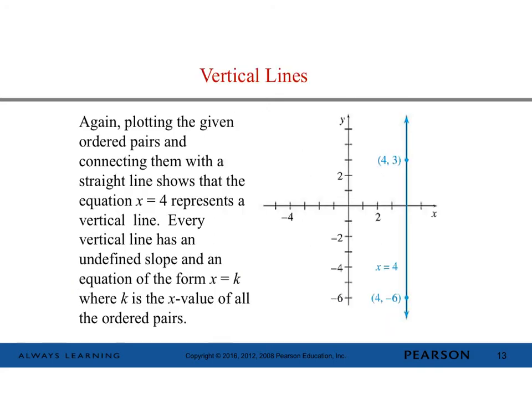So again, if you plotted those ordered pairs, (4, 3) and (4, -6), you would see that your x coordinate in both cases was 4, and that means that this is of the form x equals k, and k is determined by the x value of the points because that's what matches. So then the equation of your line is going to be x equals 4.